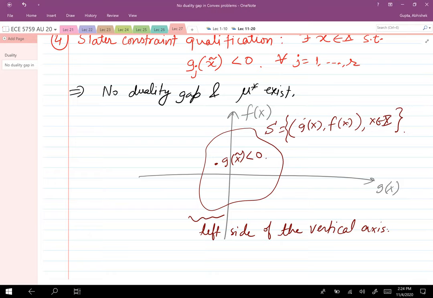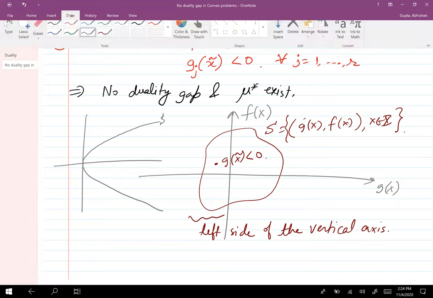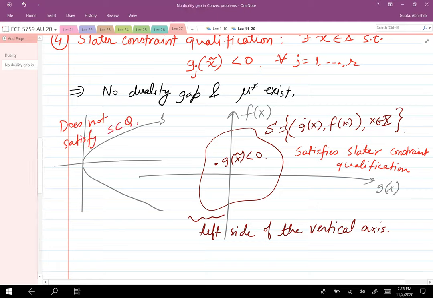In the case of the other optimization problem that we talked about, if you recall, the set S there was a parabola like this. And so we didn't have any part of set S on the left side of the vertical axis. And that's why it didn't satisfy the Slater constraint qualification. I'm just writing SCQ for Slater constraint qualification.